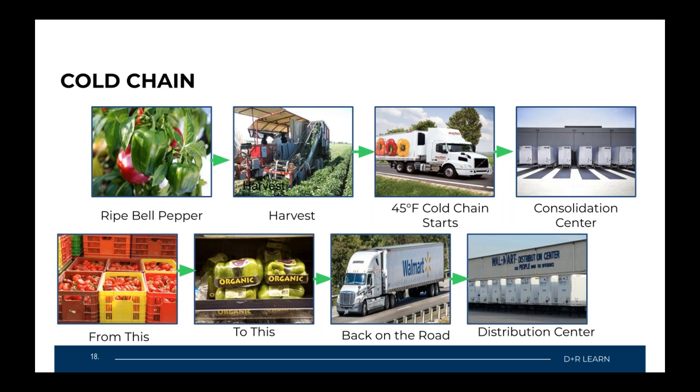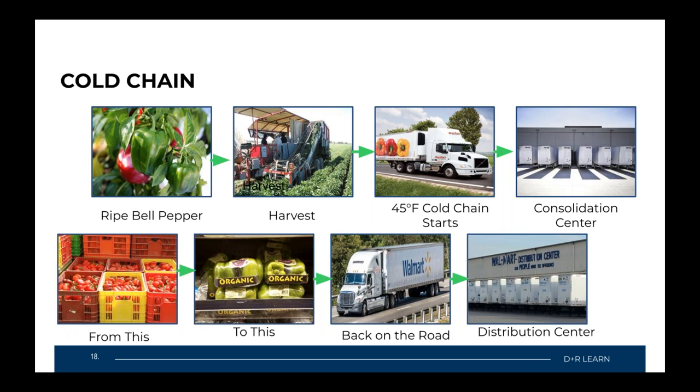So let's start off with talking about the cold chain process and why it's important. Cold chain technology is used for medical and surgical needs, pharmaceutical transportation, and most notably, food transportation. Now, in this scenario that we're looking at here, we're going to follow a bell pepper from the field where it's grown to your home refrigerator.